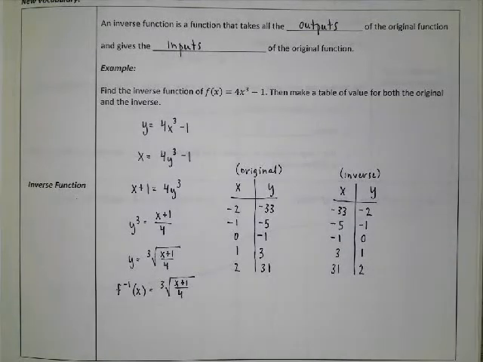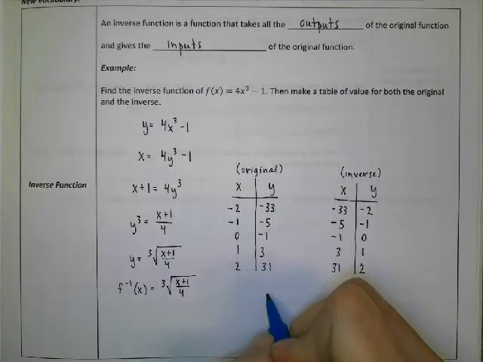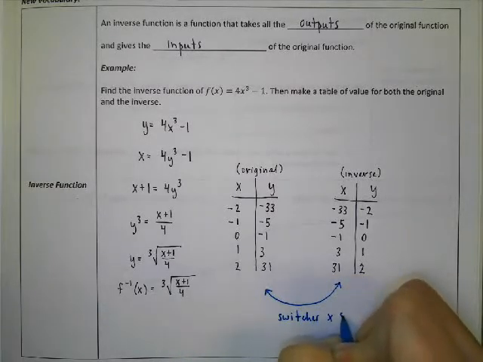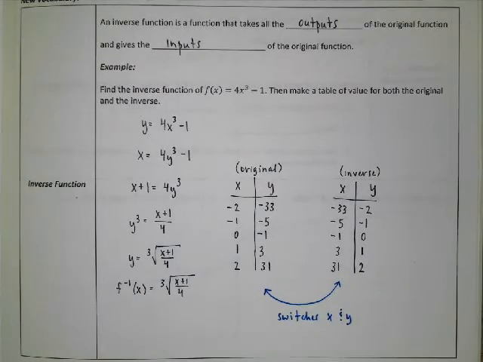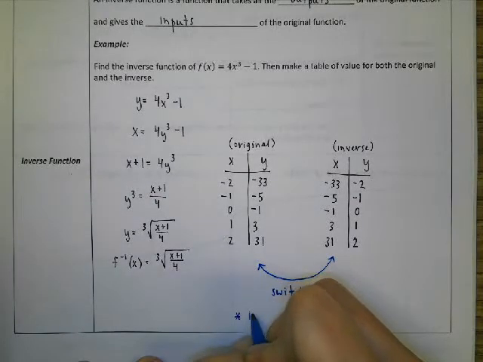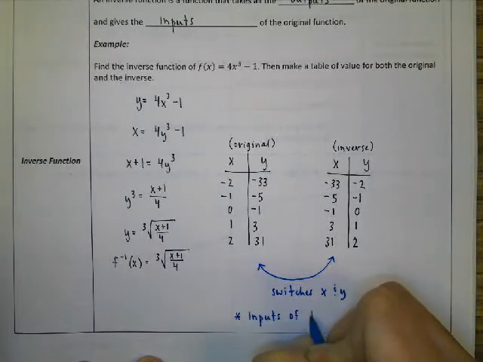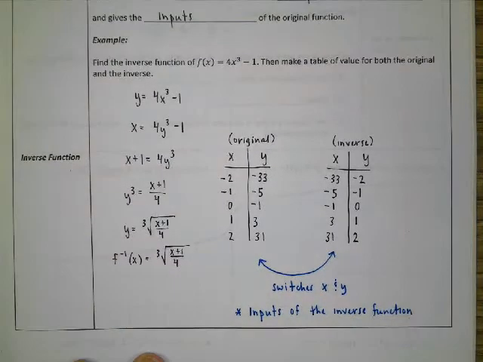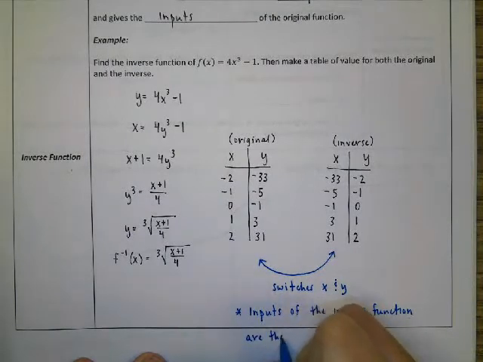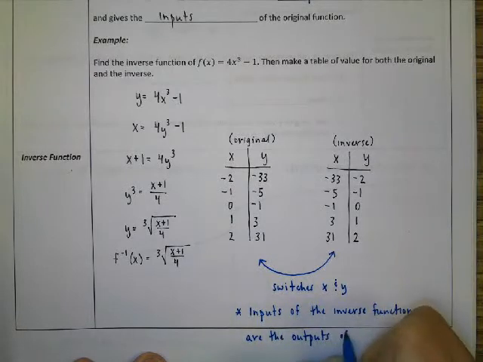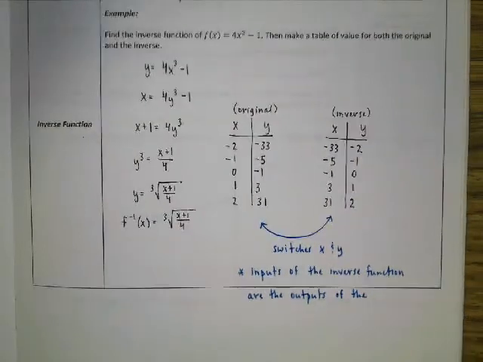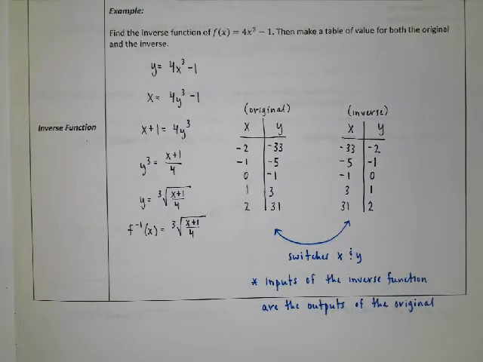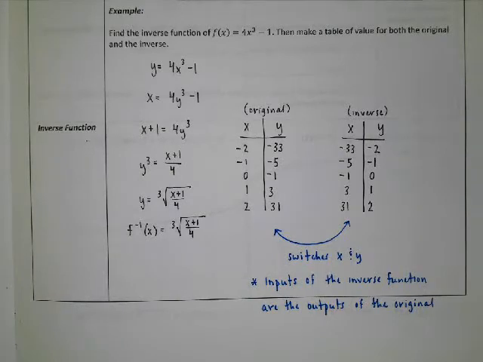So what I want you to notice, and what's going to become key for us when we're finding these derivatives, is that this process of taking the inverse switches the x and y values. And so what we notice is that the inputs of the inverse function are the outputs of the original. And again, that's going to be key for us when we talk about finding their derivatives. So the input of the inverse is the output of the original.